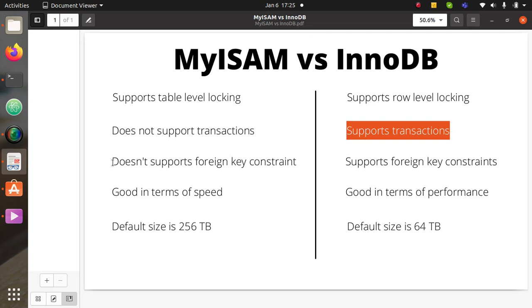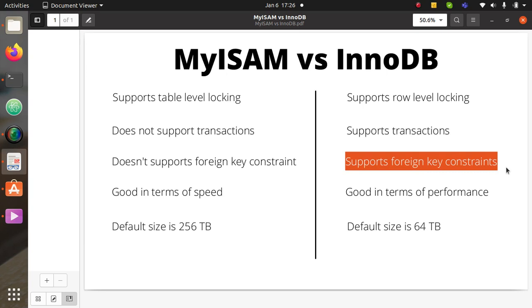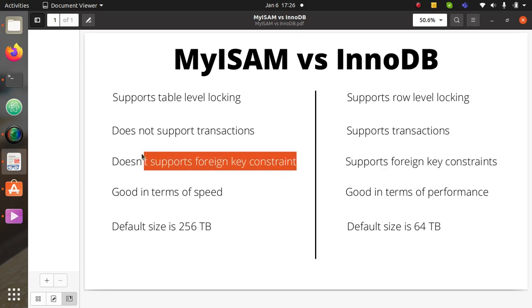Next is MyISAM does not support foreign key constraints. We know that in order to maintain a relationship between two tables, a foreign key is a crucial point, right? But MyISAM does not support foreign key constraints. However, InnoDB supports foreign key constraints. We know that RDBMS is a relational database management system, so how do we maintain relations if we don't have foreign key constraints? This is another drawback of MyISAM, which is fulfilled by InnoDB as a storage engine.